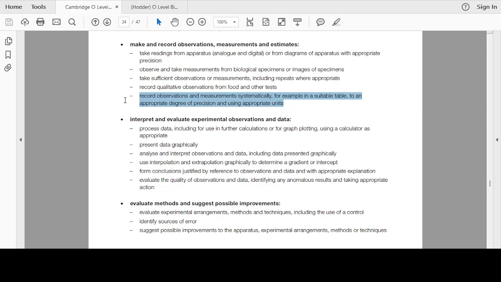And to an appropriate degree of precision, normally they're talking about significant figures, so that's something. And what works is 2 to 3 significant figures, or the same number of significant figures given in the question. Depends. If they haven't identified anything, unless they ask you specifically, give your answer to 3 significant figures, then you do that.